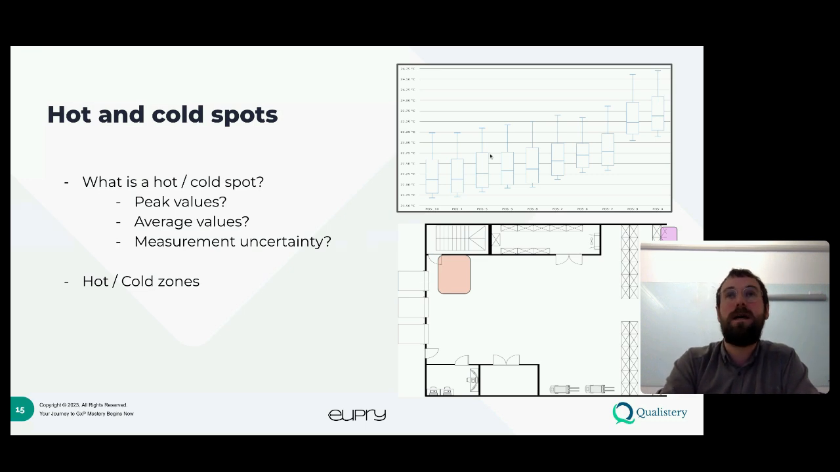Because if we take our example from here, we might have several loggers that are all candidates for being the highest, either by average, by peak temperatures, or by the 90% percentile, as an example.